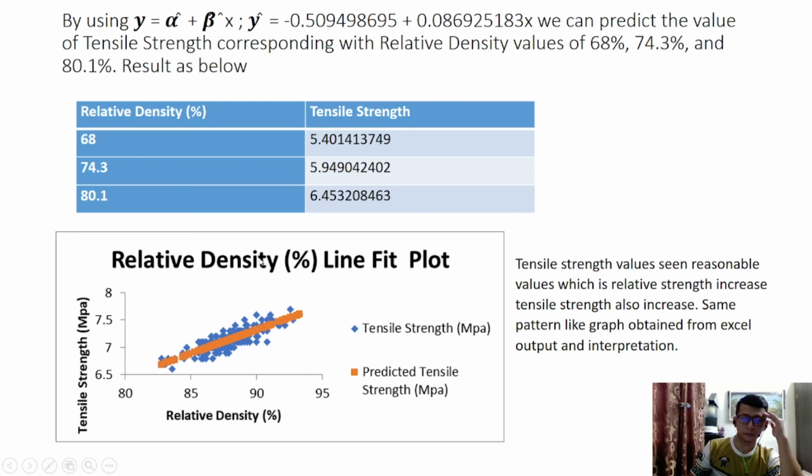From the graph that we get from the summary output, we can see the tensile strength values seem reasonable, which is, as relative density increases, tensile strength also increases. It is the same pattern as the graph obtained from the Excel output, and from the equation that we created before to predict the value of the tensile strength corresponding with the relative density.